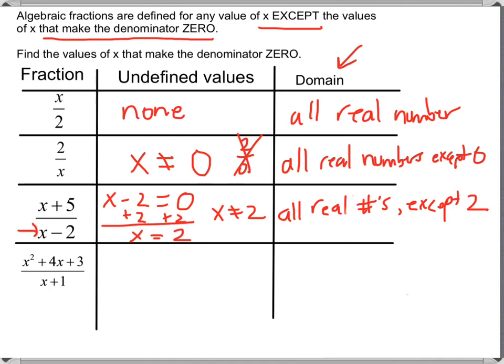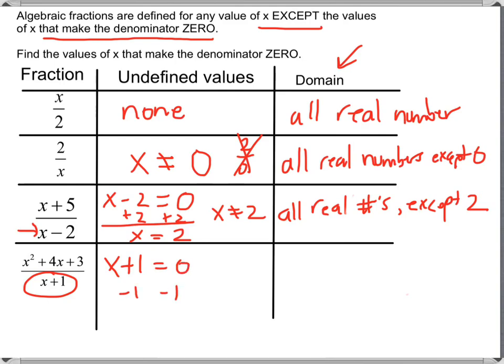Okay, so the second algebraic fraction, 2 over x, was okay for every value except 0, and the third one is okay for every value, including 0, except for 2. Now, this bottom one, we're going to look again at whatever makes this 0. So we're interested in the value that makes that 0.